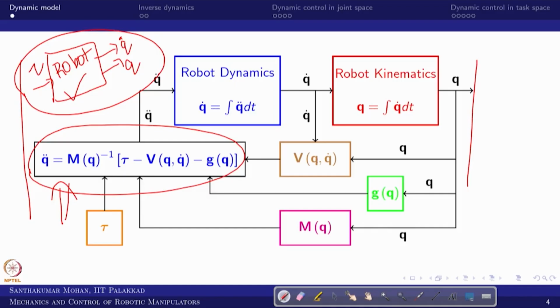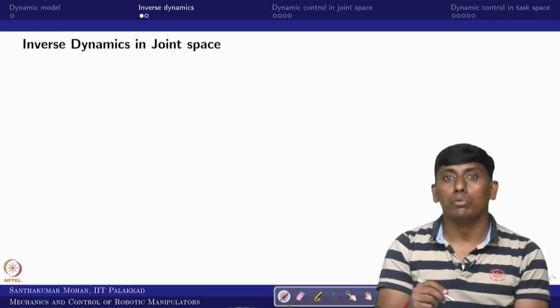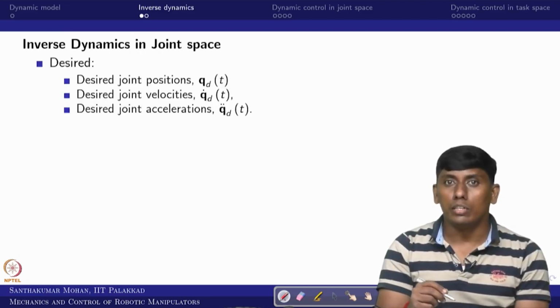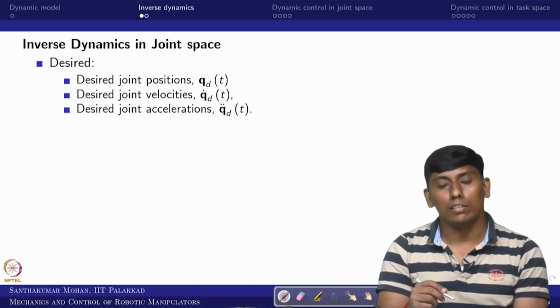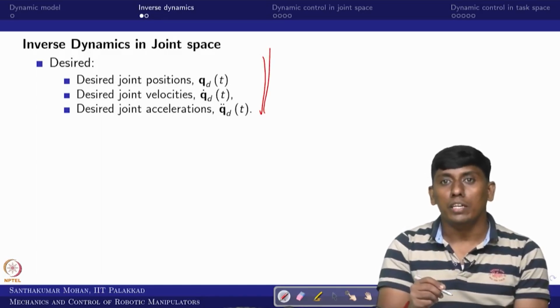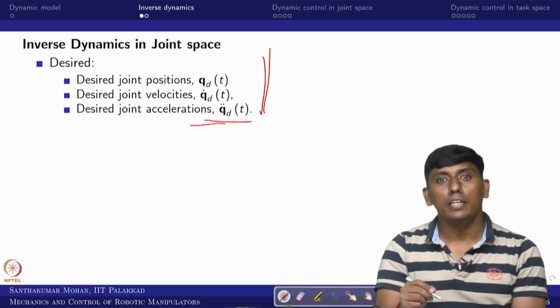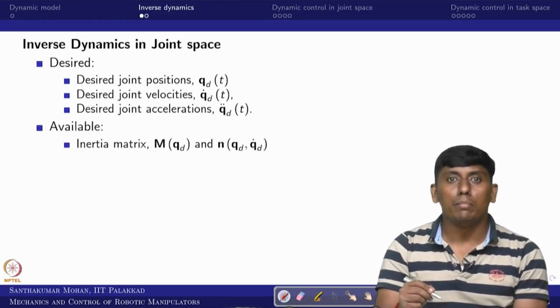For that only I have given this introduction. Let us move to the inverse dynamics. What would be the inverse dynamics? What would be given to us? The desired position, desired velocity, and desired acceleration would be given to us. In fact we will go for even a fifth order polynomial or third order polynomial, and we will be knowing this.